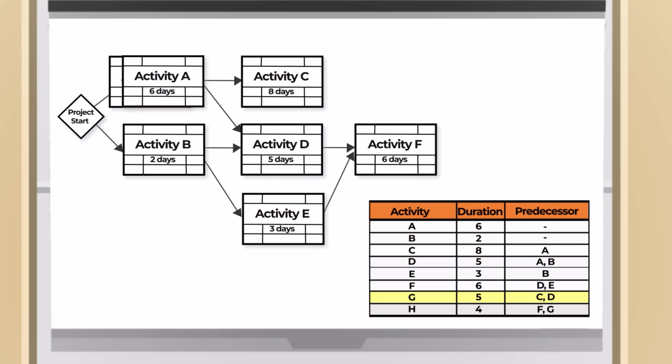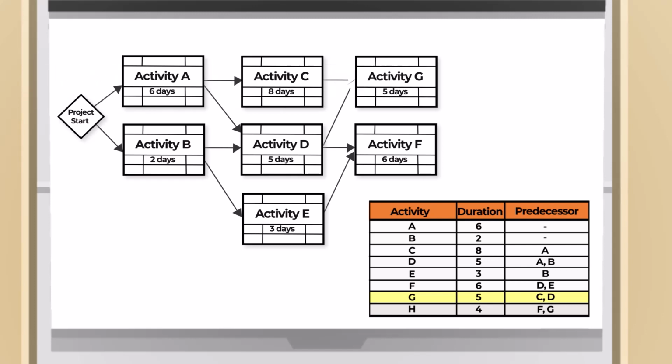Activity G with 5 days duration, linked finish to start to activity C and activity D. Lastly, activity H with 4 days duration, linked finish to start to activity F and activity G. That completes our activity on node network. Next will be our forward pass and backward pass calculations.